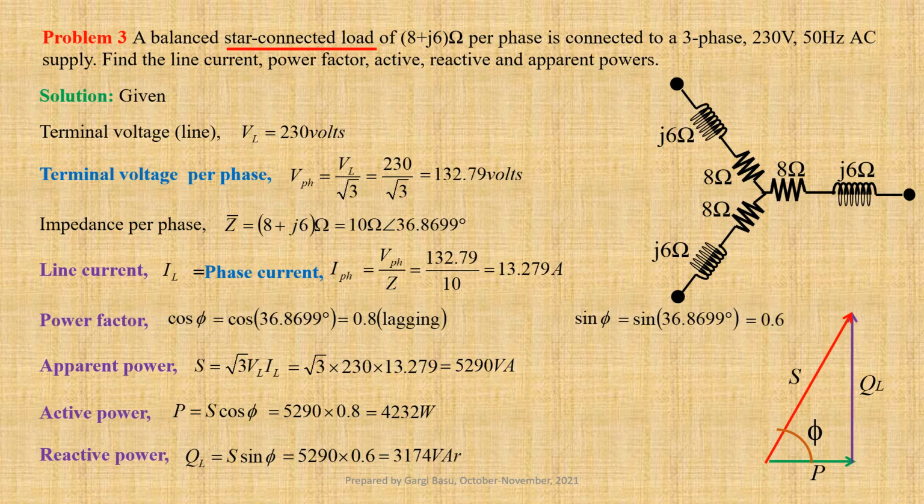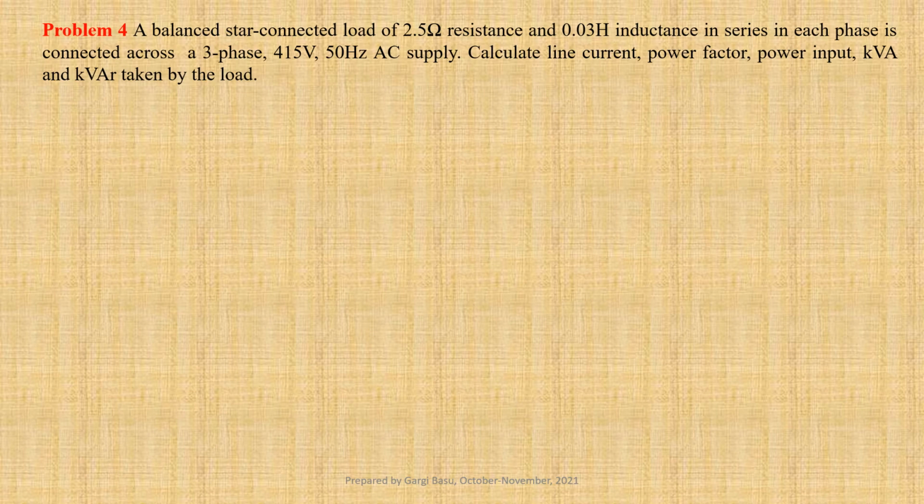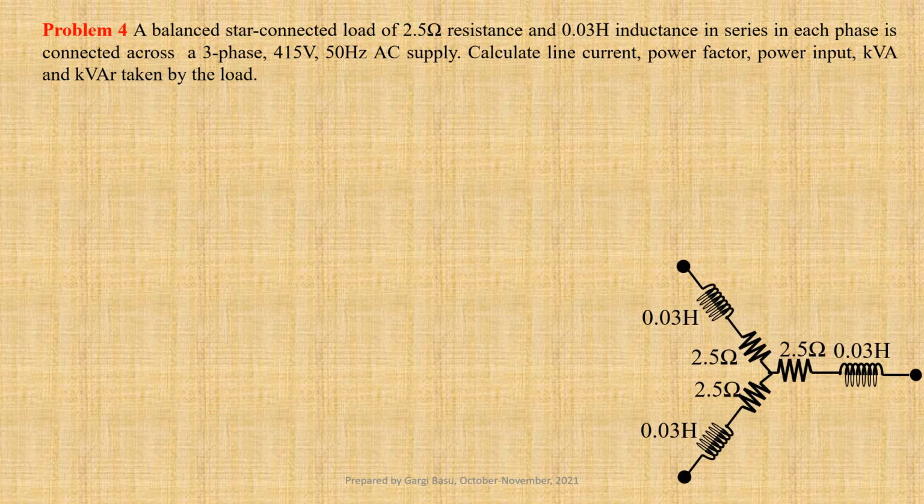volt ampere reactive. A balanced star-connected load of 2.5 ohm resistance and 0.03 Henry inductance in series in each phase is connected across a three-phase 415 volt 50 Hz AC supply. We have to compute line current, power factor, power input, kilovolt ampere and kilovolt ampere reactive taken by the load.